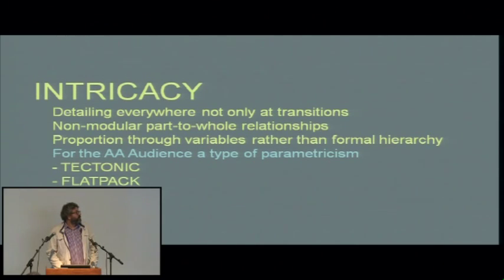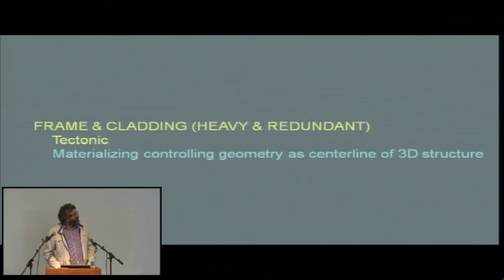So I brought three kinds of intricacy as examples: tectonic, what I would call flat pack, and then rustication. Some of this I've shown before at different times, but never all together. Intricacy of tectonics is really about the relationship between frame and cladding, typically. What's most important is that the geometry is almost always materialized in some way as structure.